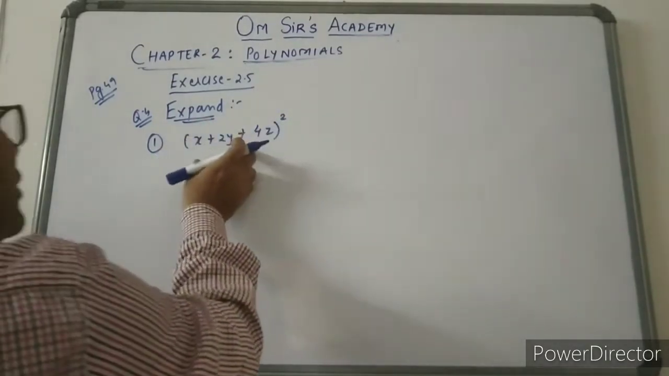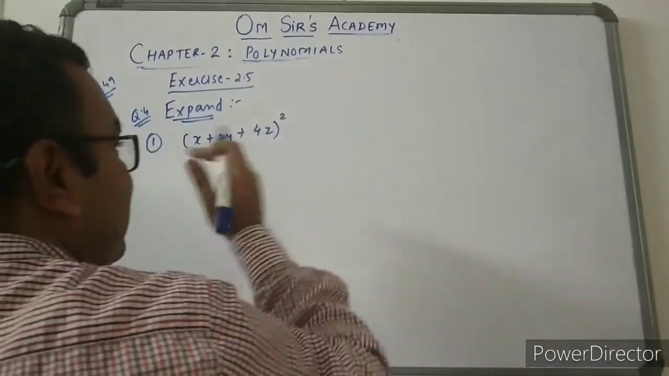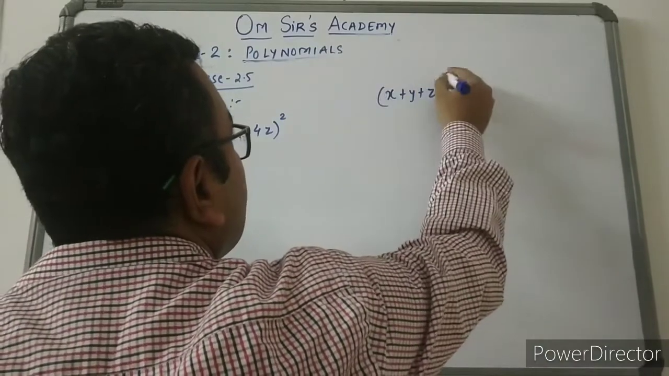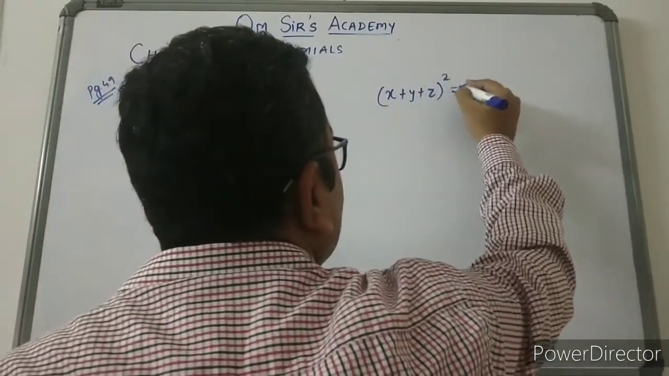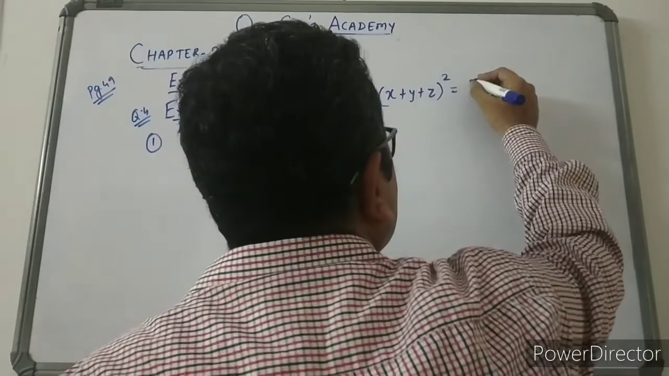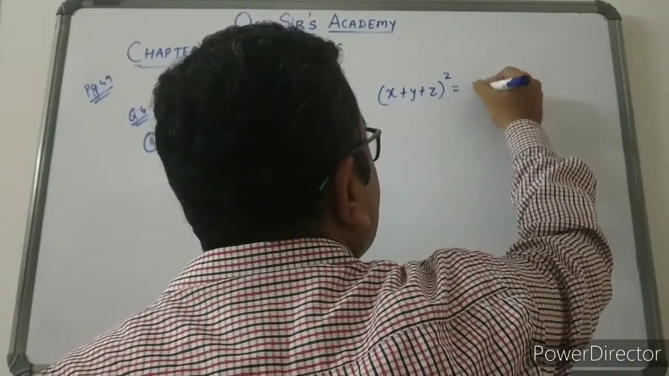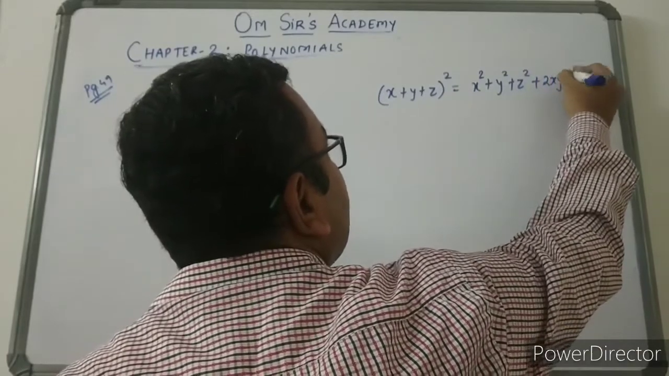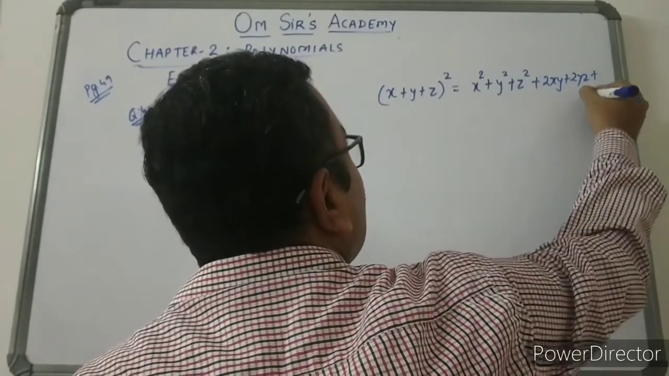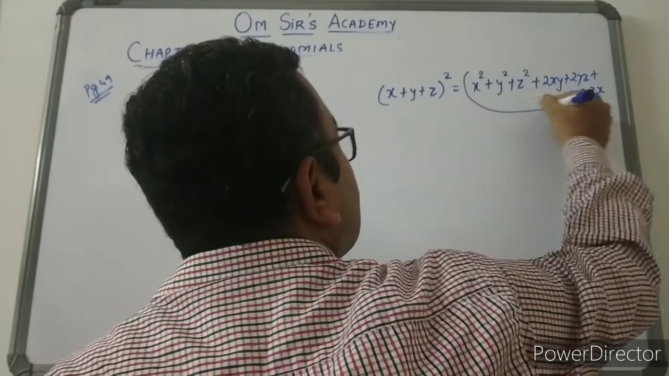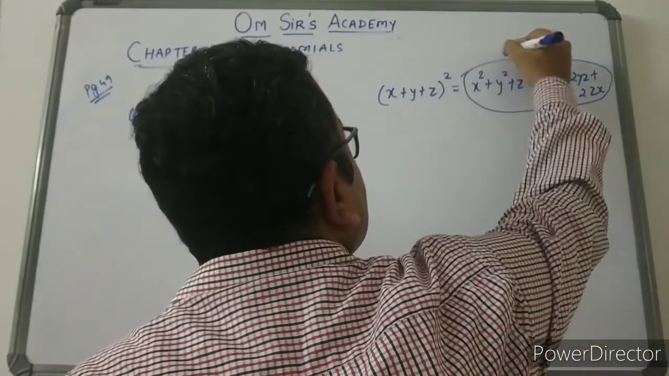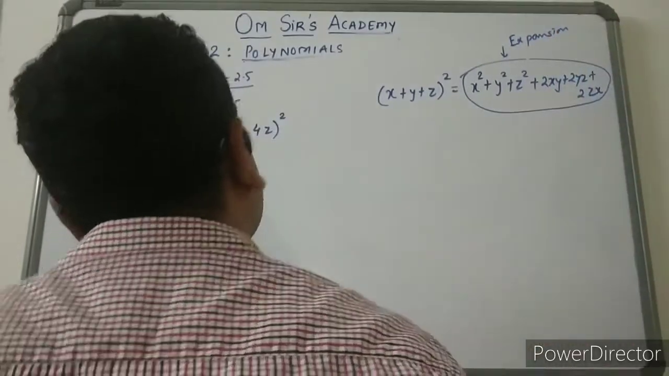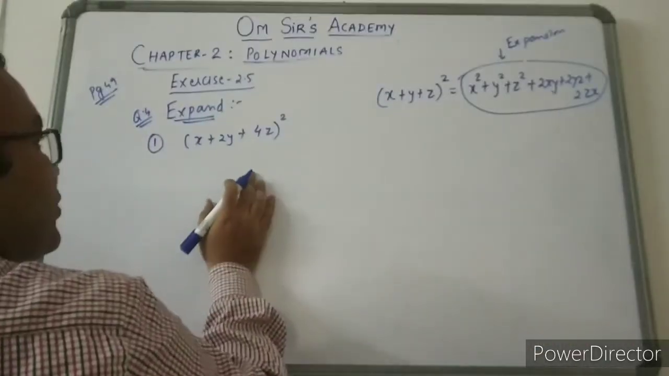Now these are the factors and we have to expand. So remember the identity, x plus y plus z the whole square. These were the factors, and what was the identity of this? x plus y plus z the whole square is x square plus y square plus z square plus 2xy plus 2yz plus 2zx. So this form is my expansion. Okay, so this way I have to expand this.